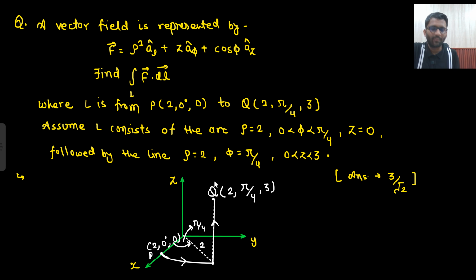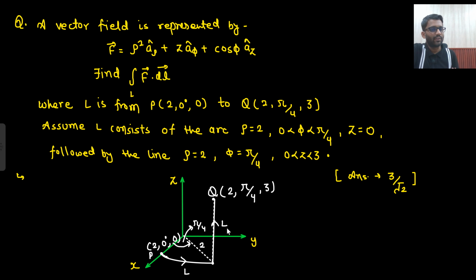Point P they have given, point Q they have given. Then they told you that you need to go from P to Q. Now how will you go? Along an arc which is rho equals 2, phi is changing and Z is fixed at 0. So this is the arc. And then what is changing? Z is changing, rho equals 2, phi equals pi by 4, and Z is changing from 0 to 3. So this is the curve. You need to walk along this curve L. This is your curve L.